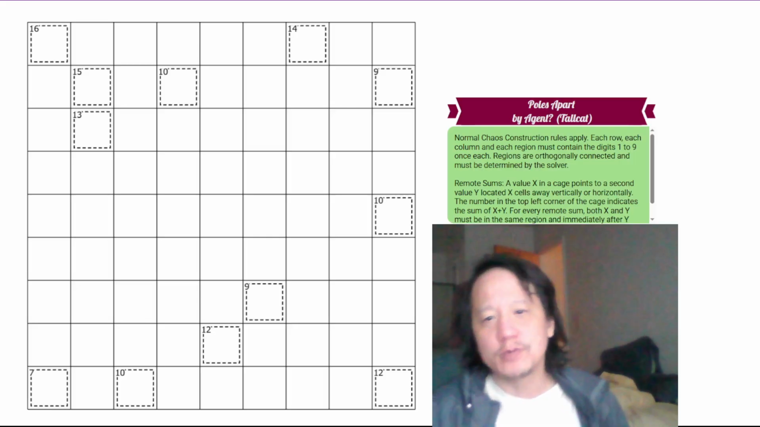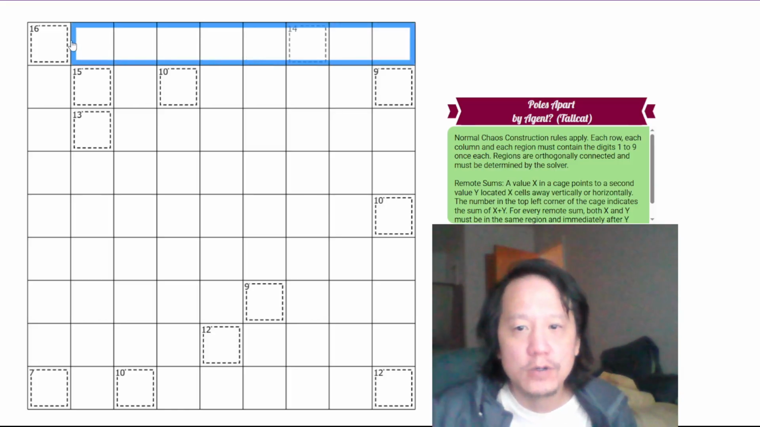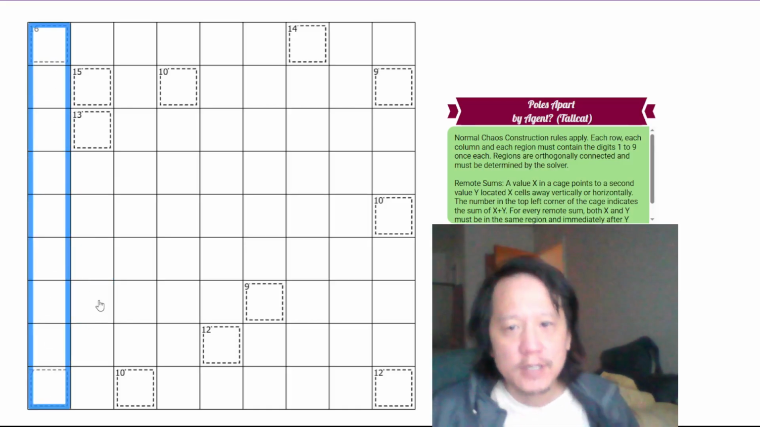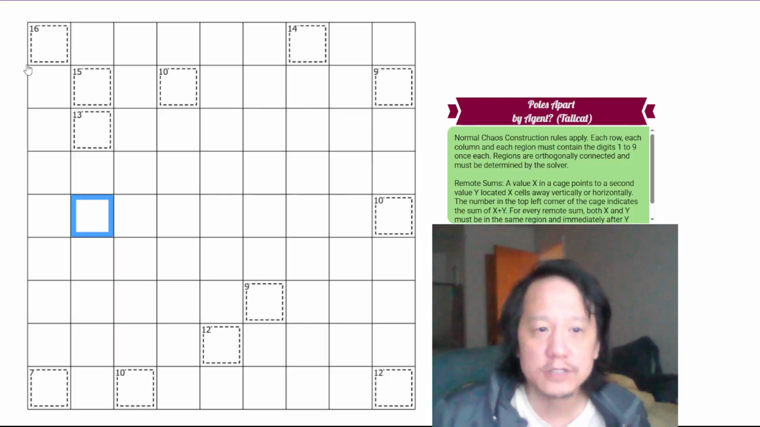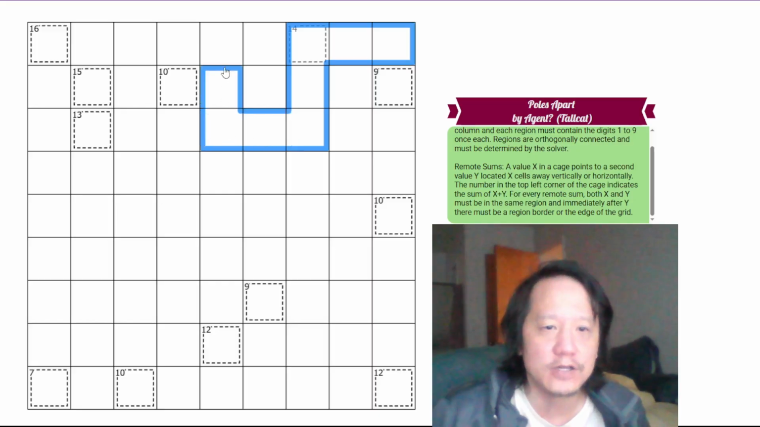We have normal chaos construction rules apply, which means each row, each column, and each region must contain the digits 1 to 9 once each. And regions are orthogonally connected and must be determined by the solver. Now, what does it mean to be orthogonally connected? It means that you can go from any cell in the region to any other cell in the region just by going through edges, all while staying within the region.